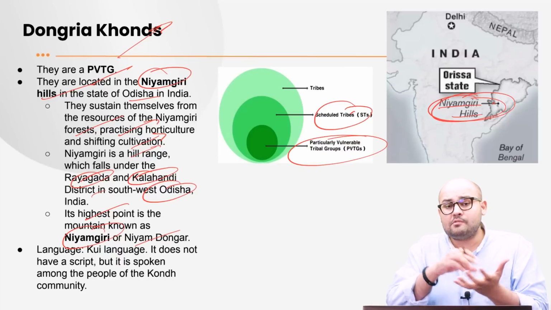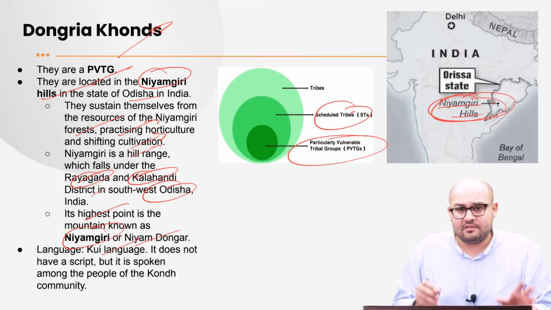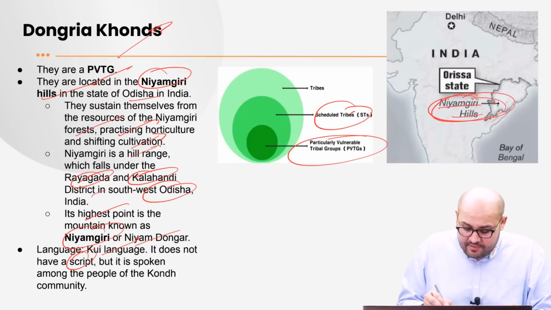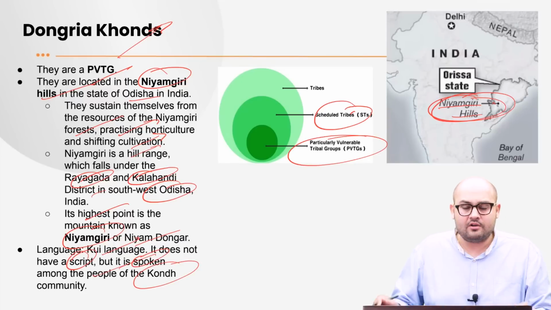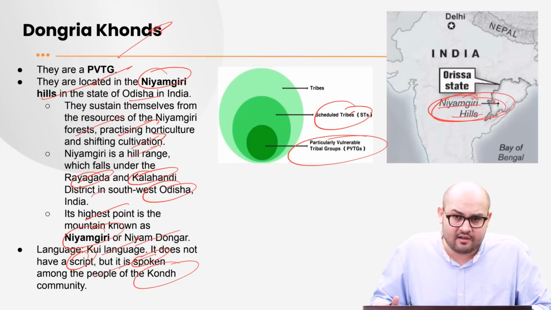Now the language which is used by these Dongriya Konds is the Kui language. Now this particular language does not have a script, but it is spoken among the people of the Kond community. So that is what you need to know about this particular tribe.